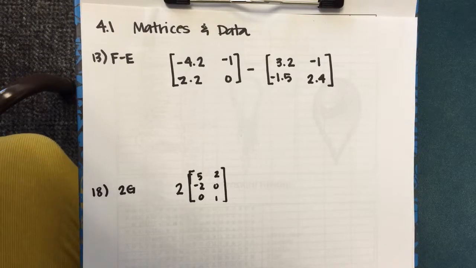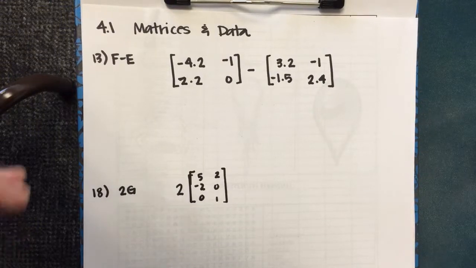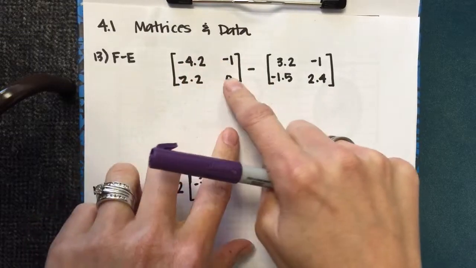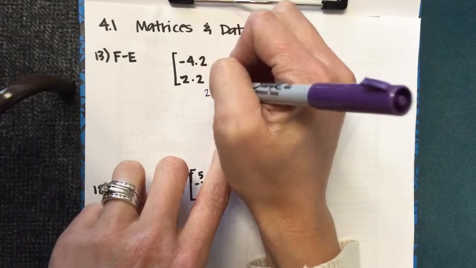Section 4.1 was our first lesson on matrices and data. So number 13, we are subtracting. Remember to check to make sure that they are the same size or dimensions before you can add or subtract. These each have 2 rows and 2 columns, so this is a 2 by 2.